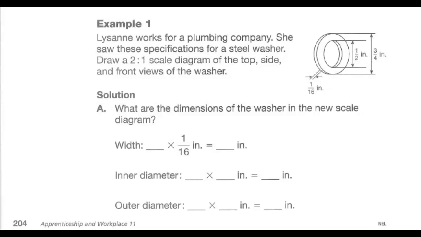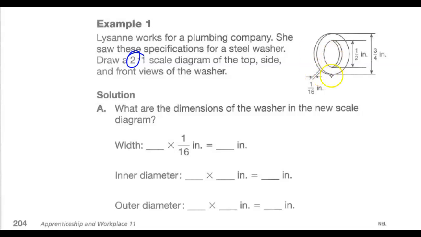Okay, example 1, Lizanne works for a plumbing company. She saw these specifications for a steel washer. So these are the actual dimensions of the washer. Draw a 2 to 1 scale diagram of the top, side, and front views of the washer. So we need to decide what our scale dimensions are going to be. Notice how this first number is bigger because that means we are expanding the real life.